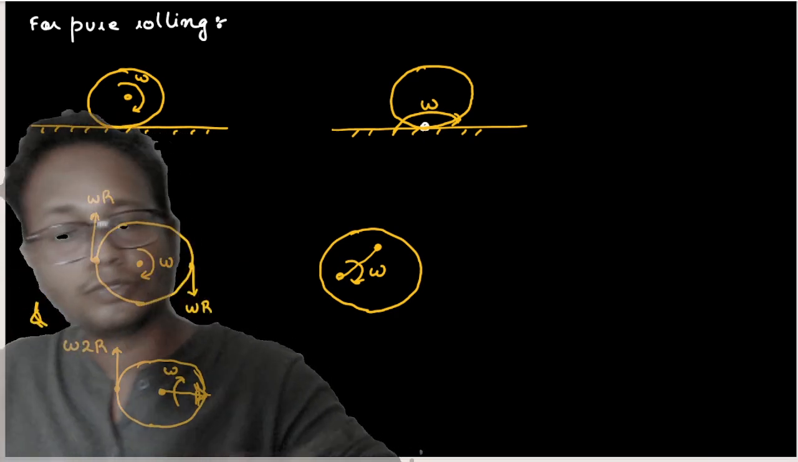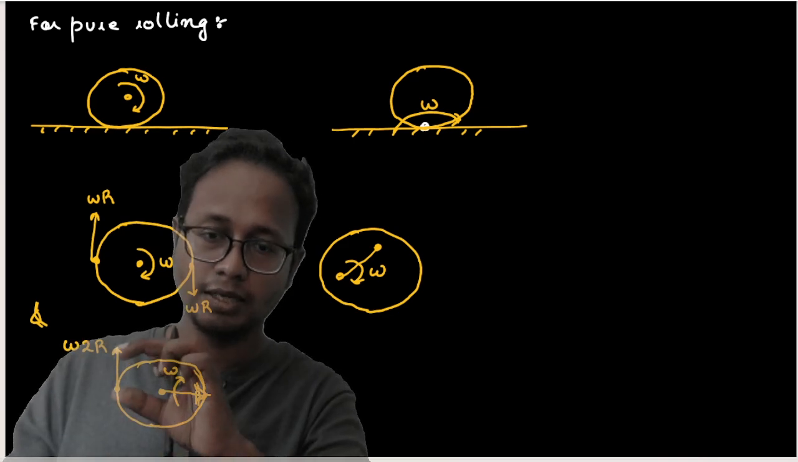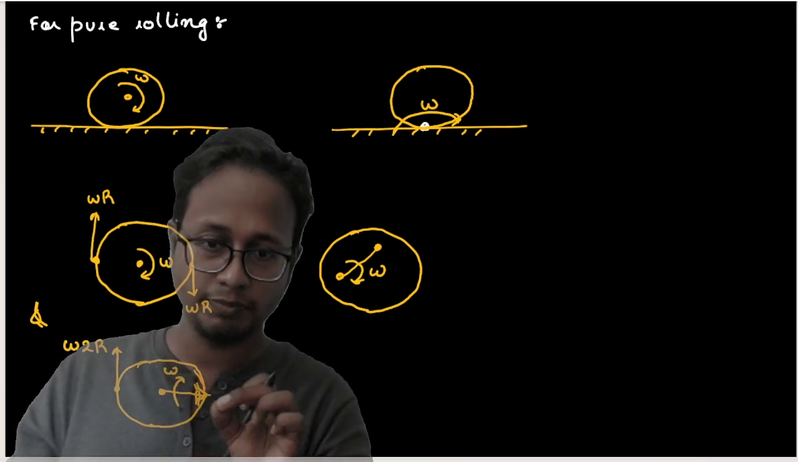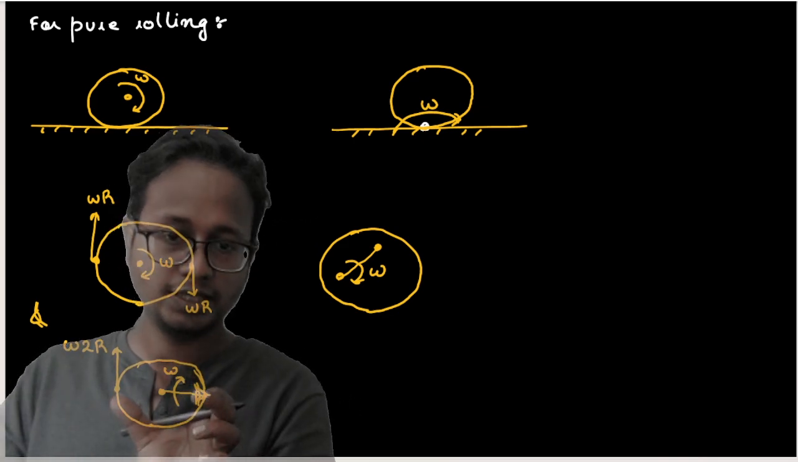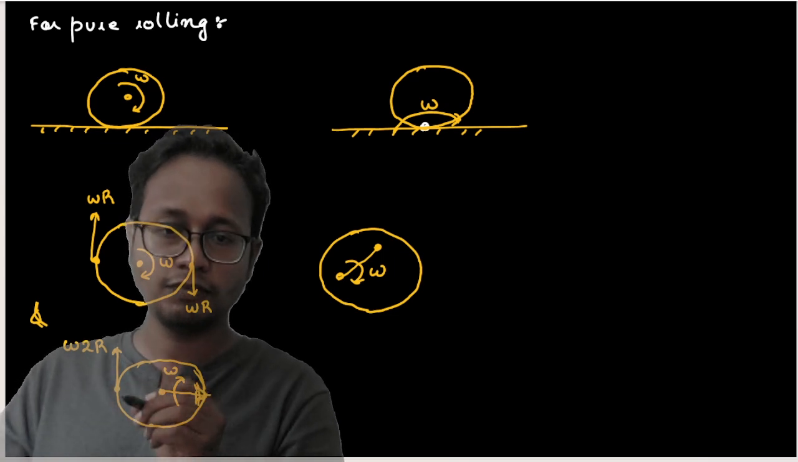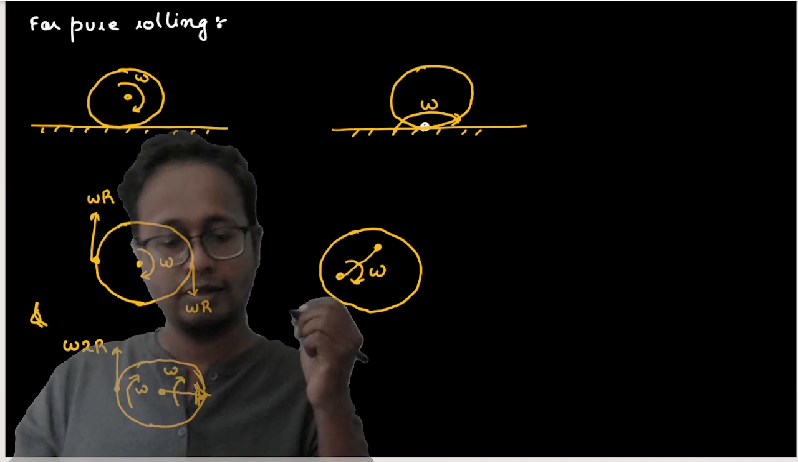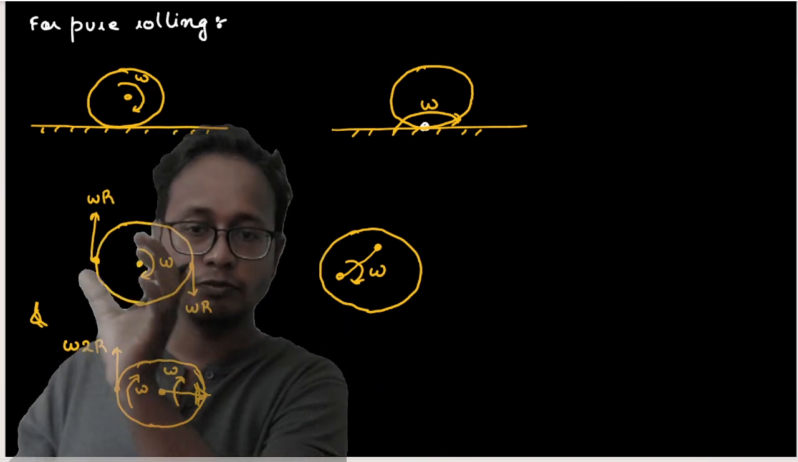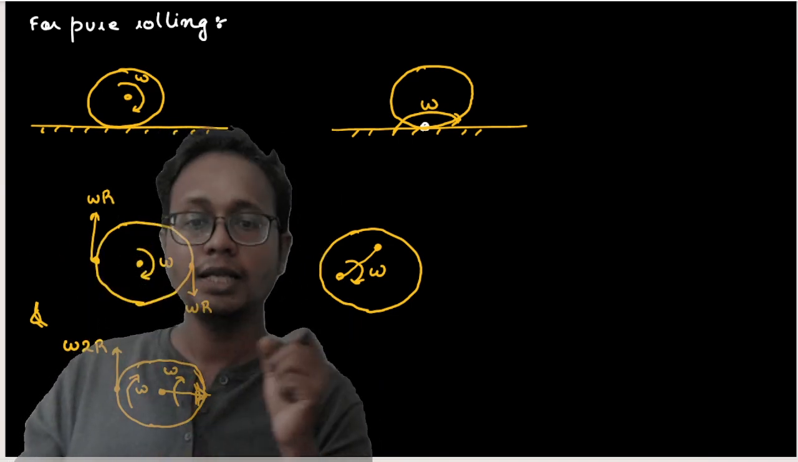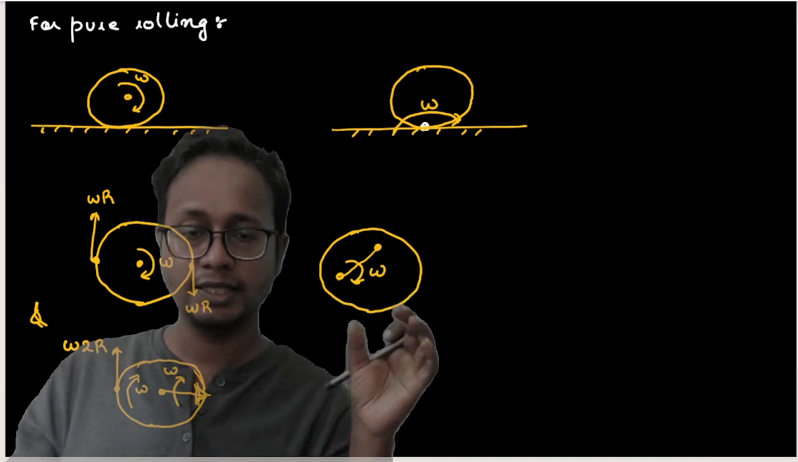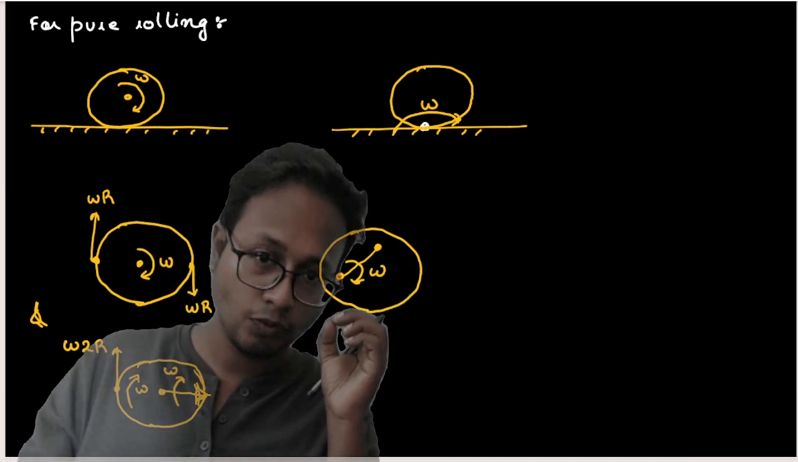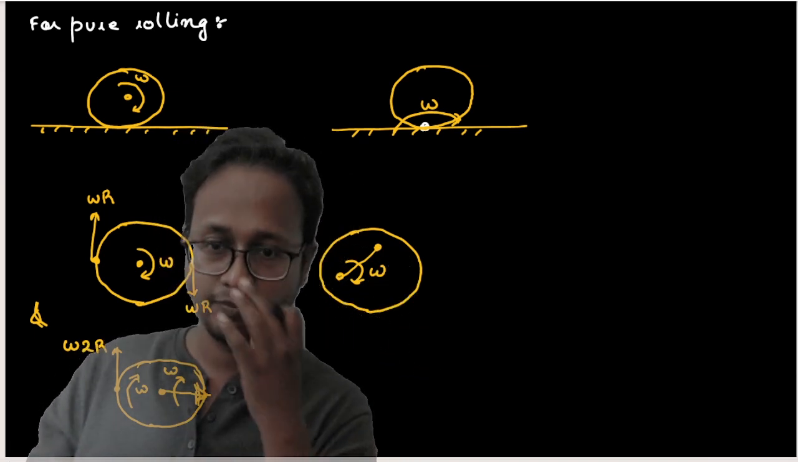So the linear velocity here is omega into 2r with respect to this point, and the distance between them is 2r. What is the angular velocity of this point with respect to the observer? The angular velocity of this point is also omega. Understood? So if any object is rotating with angular velocity omega, any two points inside the disk rotate with angular velocity omega with respect to each other.